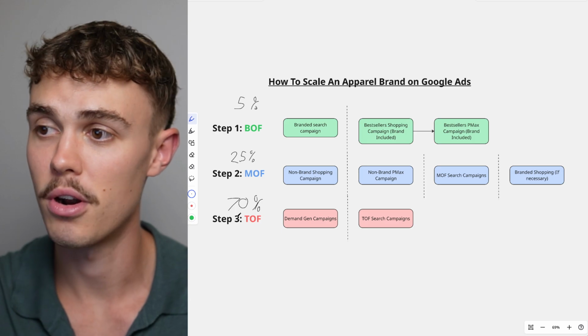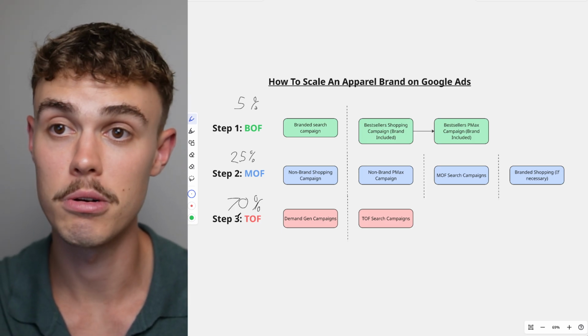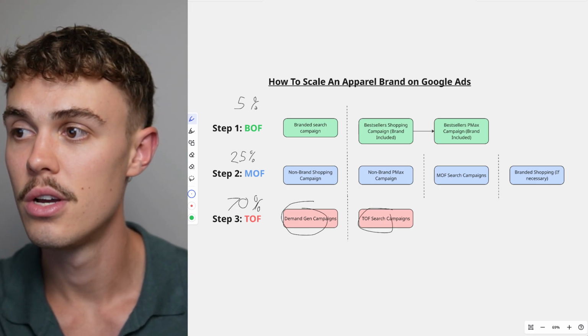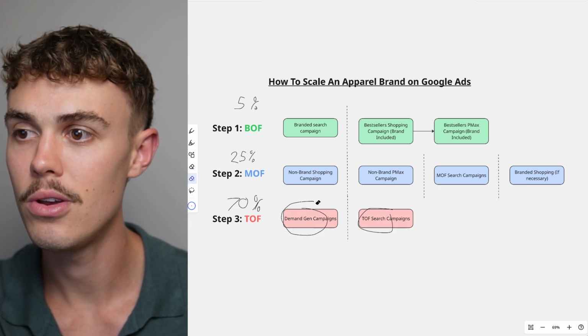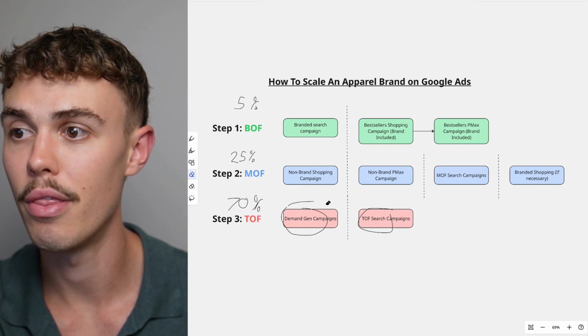So they're basically unaware of your product. They've never heard of it. They don't know anything about it, and you have to try and convince them to buy it. You find these people on demand gen and on top of funnel search. So again, these are people who don't know about you. They have probably never heard of you before, but you can convert them if you have really good campaigns.